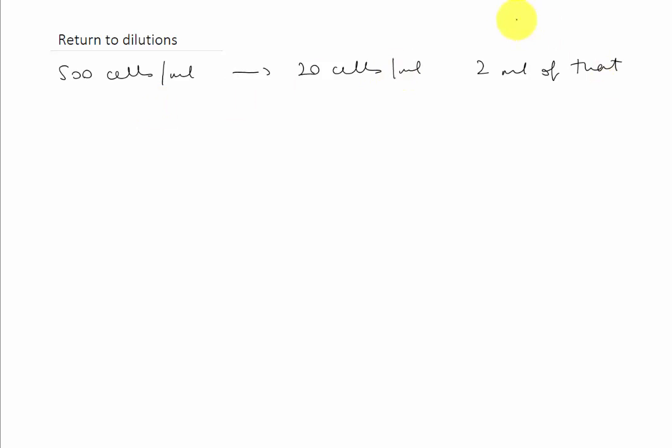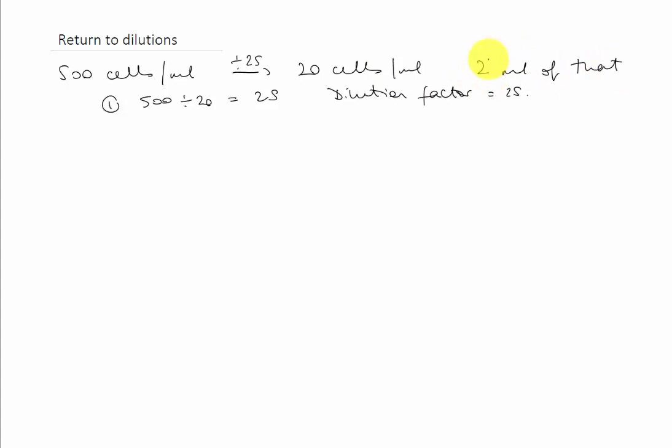So the first thing you have to do is work out the dilution factor, and to do that you divide the number of cells you've got by the number of cells you want. So that's 500 divided by 20, which is equal to 25. I could write it over my little arrow here, that's what I would normally do. So we need to dilute our sample 25 times to get the concentration we want. So our dilution factor is 25. So that's the first part.